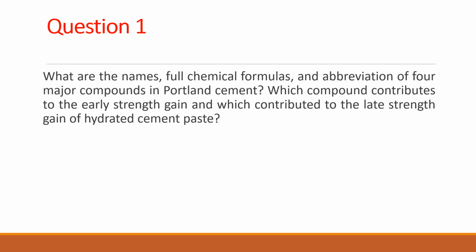We talk about the 4 major compounds. If you don't remember the chemical formula or the full name, at least you should have remembered the abbreviation which I have told you. So please write that, at least the abbreviation, and write which one is contributing to early strength gain, which one is contributing to late strength gain, and also you can write about the other two as well. One is undesirable, which is reacting with sulfur. Yeah, so can I give you a few minutes for you to write this?